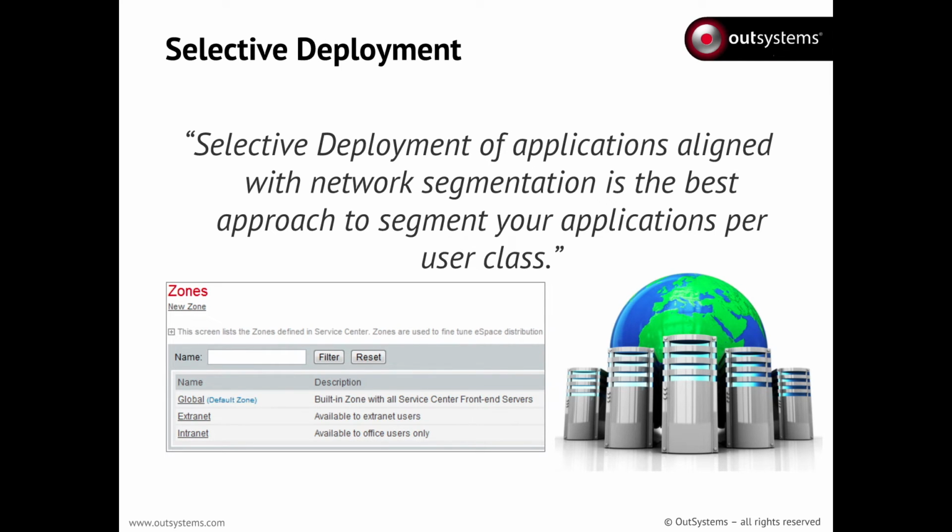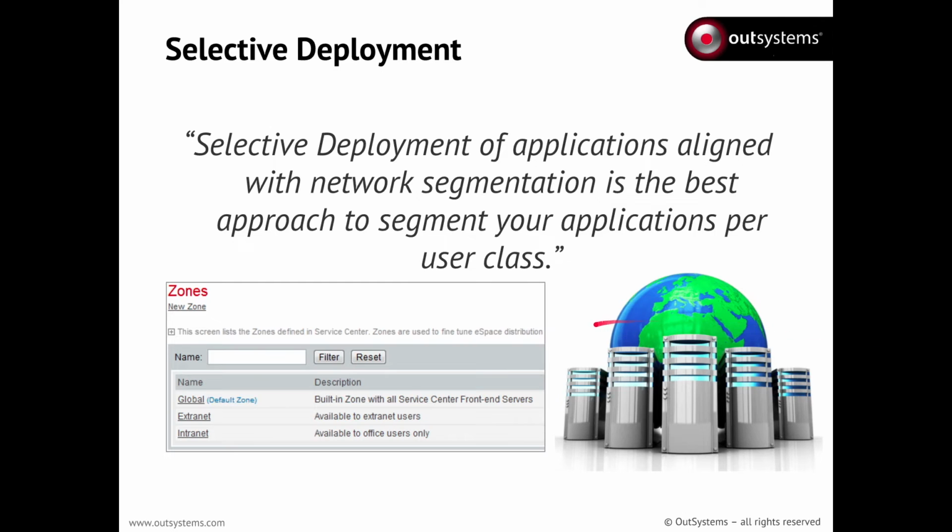Selective deployment is another security feature of the platform. The selective deployment of applications aligned with network segmentation is the best approach to segment your applications per user class. How does this work? Well, this works by, first of all, having more than one front-end server. Selective deployment is a feature that allows you to select to which front-end servers you deploy your applications.